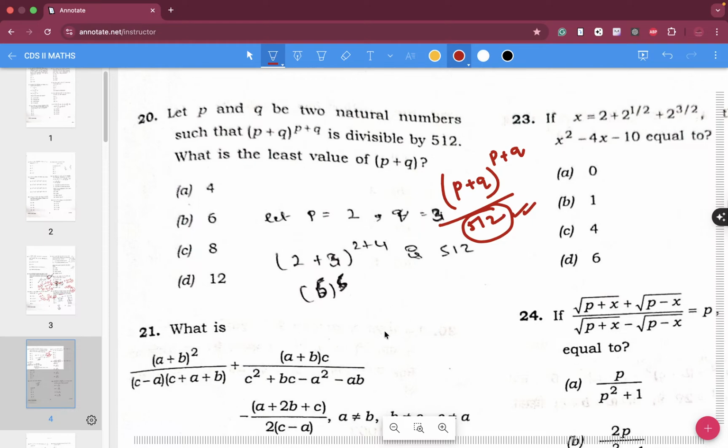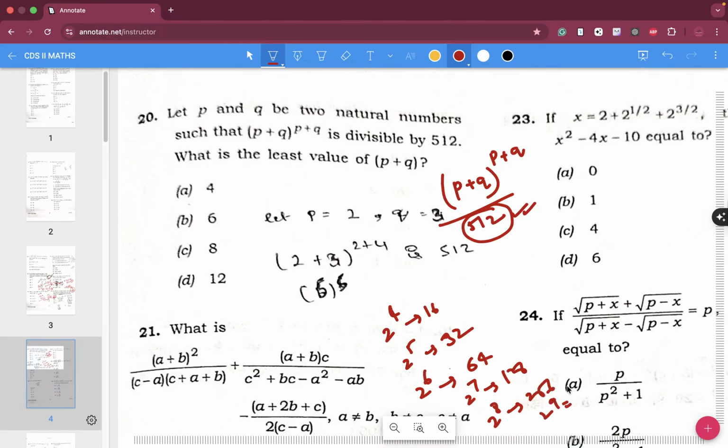2 raised to the power 4 is 16. 2 raised to the power 5 is 32. 2 raised to the power 6 is 64. 2 raised to the power 7 is 128. 2 raised to the power 8 is how much? 256. 2 raised to the power 9 over here is how much? 512.